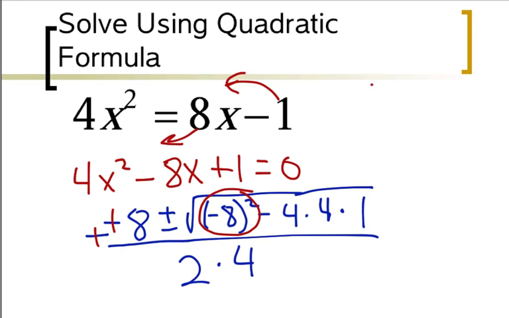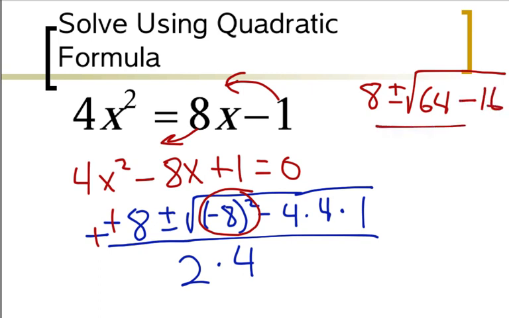So I'll write it over here. I got 8 plus or minus the square root of 64. And then it's going to be negative 4 times 1, which is going to be negative 16, all over 2 times 4, which is going to be 8. Okay? So now let's get my 64 and 16 and subtract. That should give you 48. So I have 8 plus or minus the square root of 48 over 8.